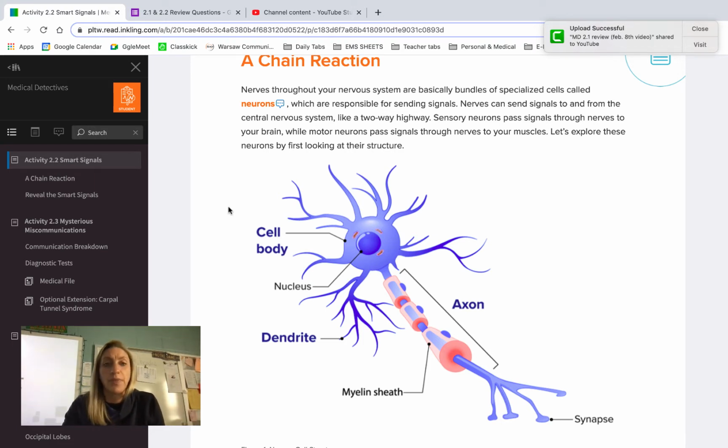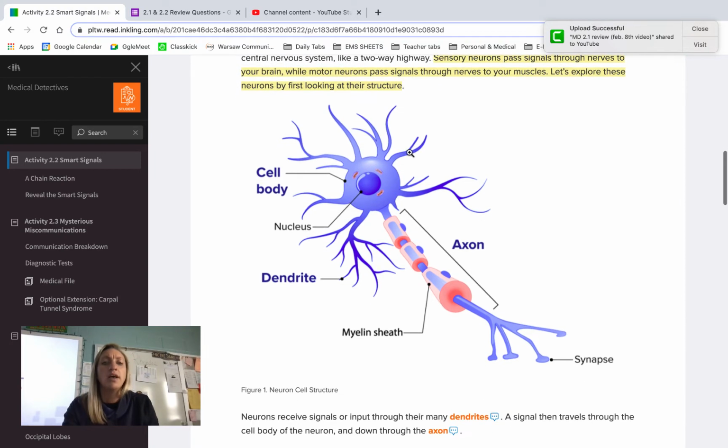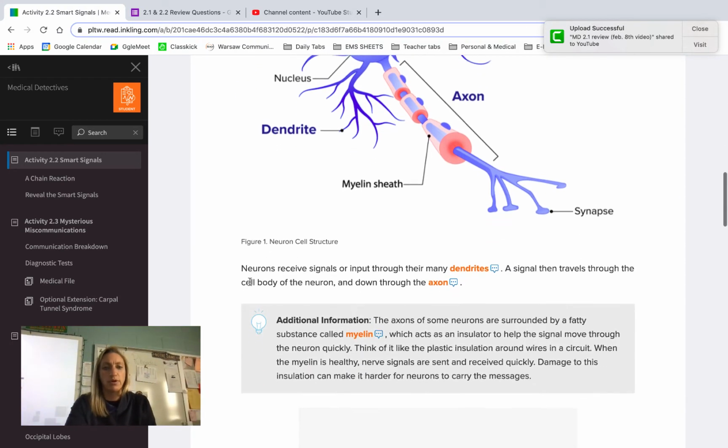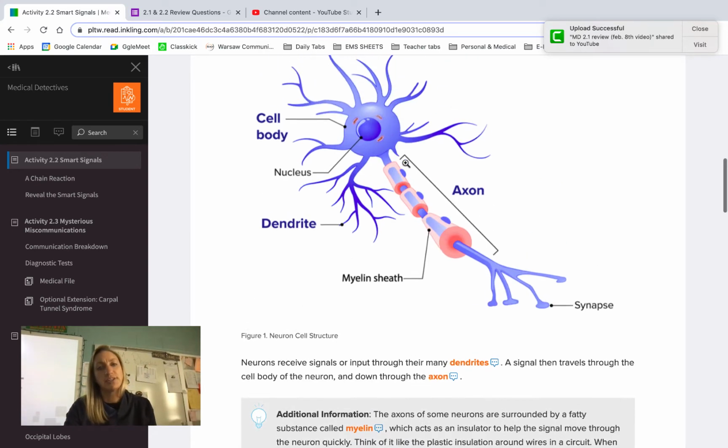All right, so the neurons: nerves send signals to and from the central nervous system like a two-way highway. Remember what we talked about with sensory neurons and motor neurons. Those are repeated here. Sensory collects senses, motor moves the muscles. You need to know a couple things about the neurons for this lesson and for your questions. Pay attention to the different parts.